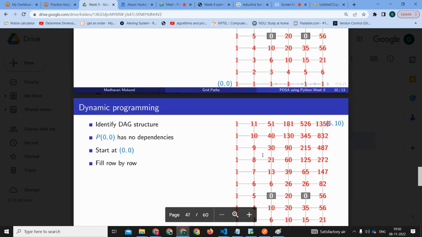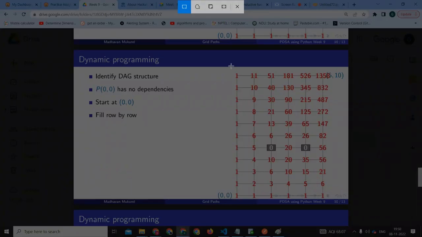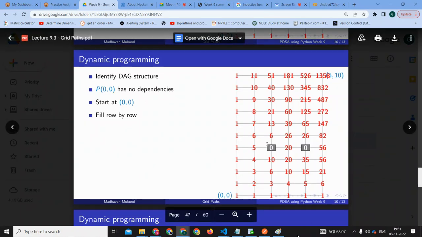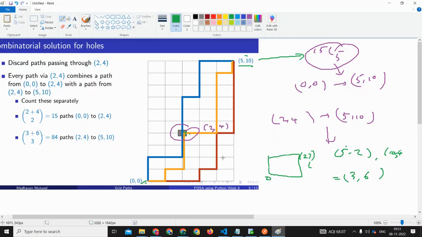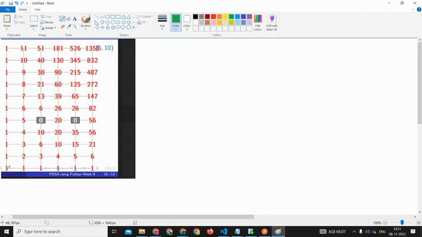Let's go further and see. Is this picture correct? Yes, correct. Okay, if this picture is correct, then we'll try to understand this. Where are we? So we start from here, right, Uma? I think for the zeroth row we are putting 1, right? The column also we can put.